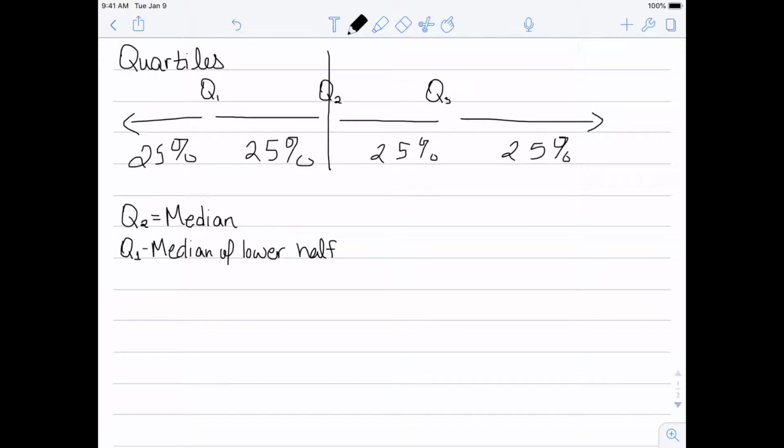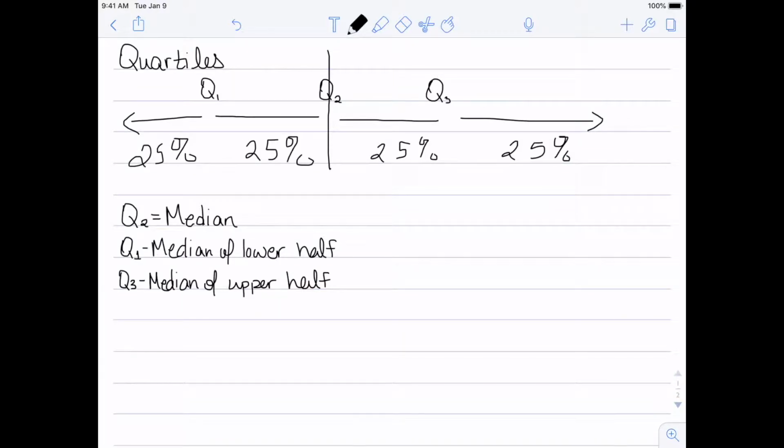Q1 is then the median of this lower half of data. Everything below the median, we want to find the median of that. That would be Q1. Q3 would then be the median of the upper half, the median of everything above the median. So let's look at some examples on how to find this.